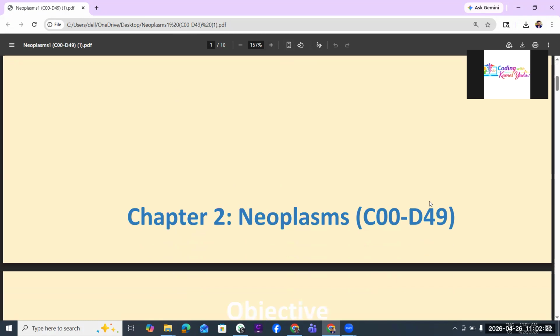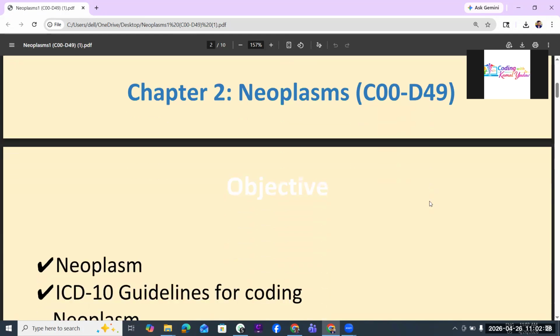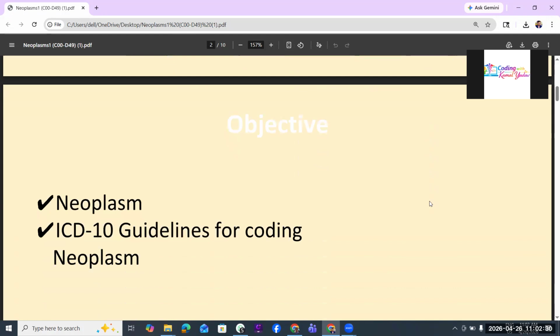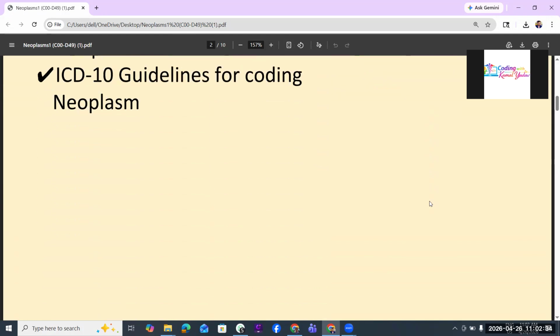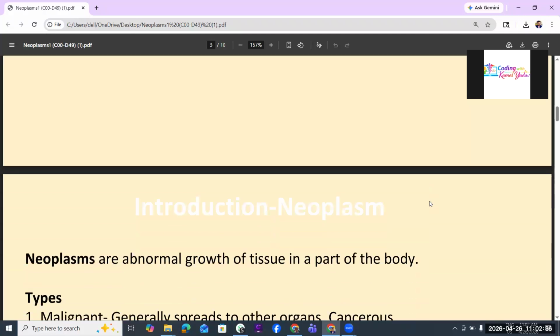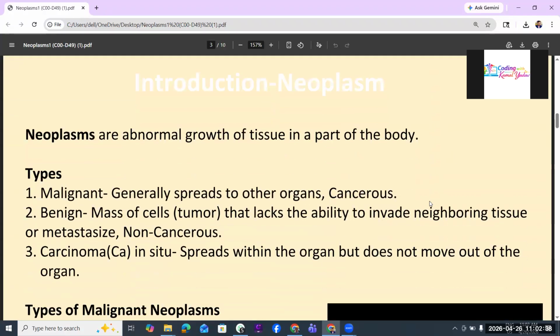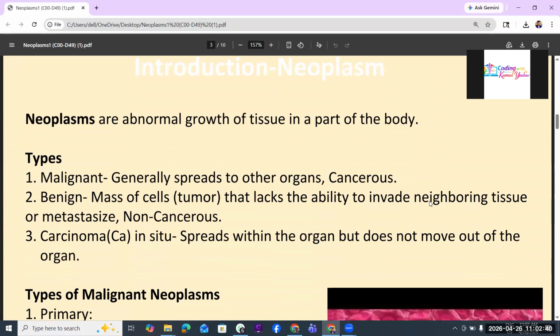Chapter 2 Neoplasm. ICD codes start from C00 to D49. Objective: ICD-10 guidelines for coding neoplasm. Introduction of neoplasm. What is a neoplasm? So the question is coming here. So let's understand what a neoplasm is. Neoplasms are abnormal growth of tissue in a part of the body.